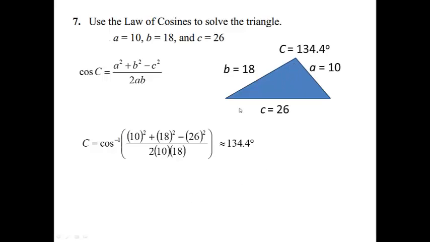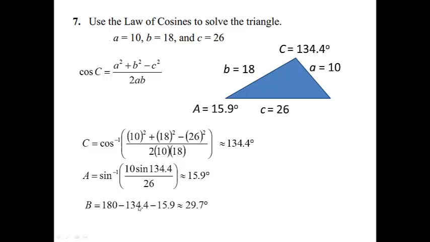And then I would finish this off here with the law of sines. So now I have a pair. So I can get angle A. It's 15.9. And then just using the sum of angles, I can get 29.7 down here.